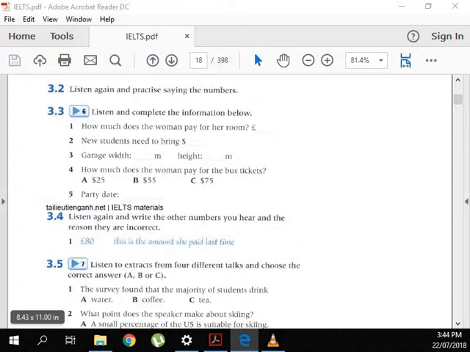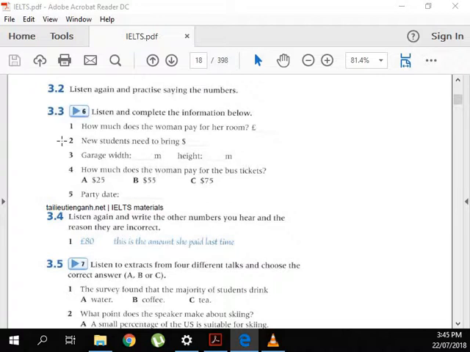So the first one, that's fine. That's £95. She pays for her room £95. Okay, and she still gets a discount. Previously it was 85, right? And now she's still getting a discount. Okay, it's £95.